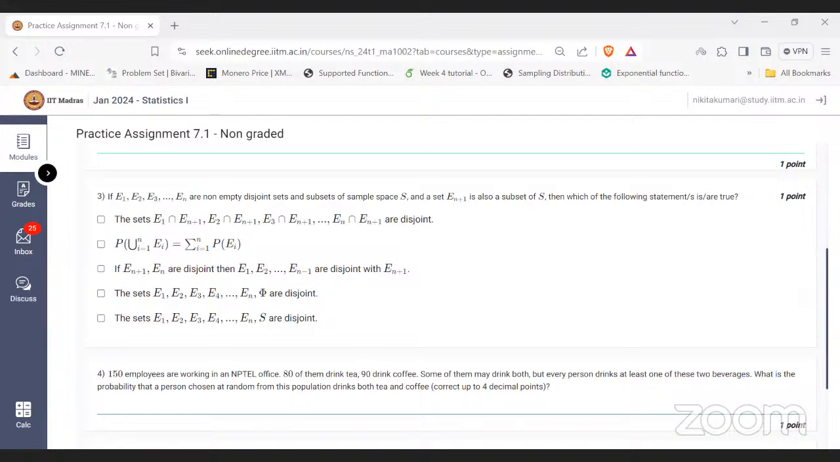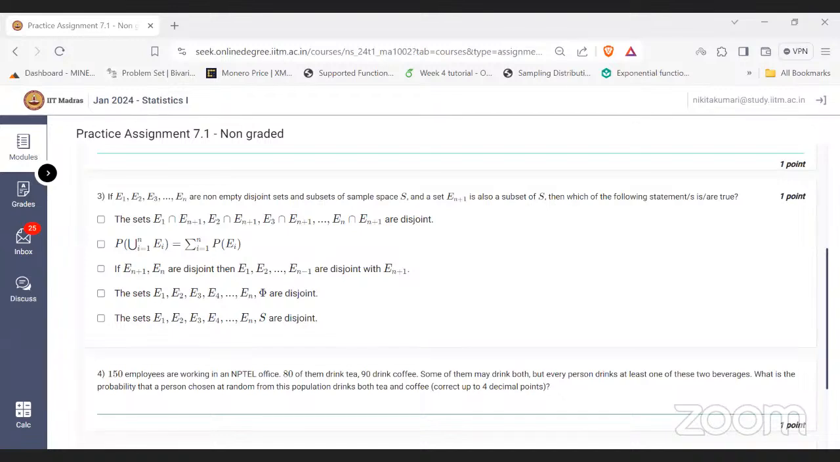Now, if you look at E1 intersection with En plus 1, this event altogether will be contained in E1. Are you able to imagine this? If you can draw the Venn diagram, let's take one event as E1, one event as En plus 1. If you take their intersection, that will be contained in the event E1. Is that all right? Yes, ma'am.